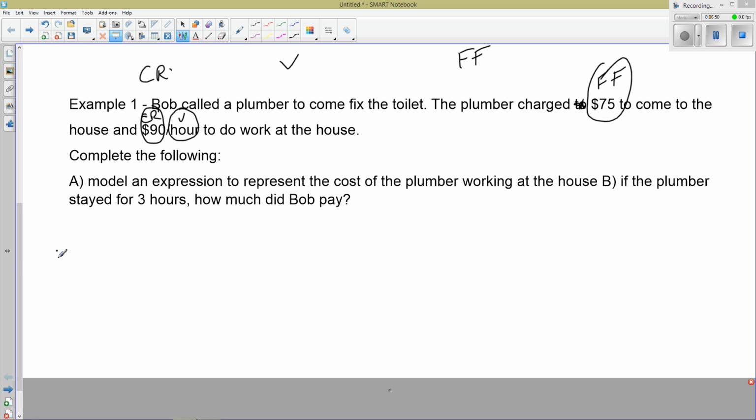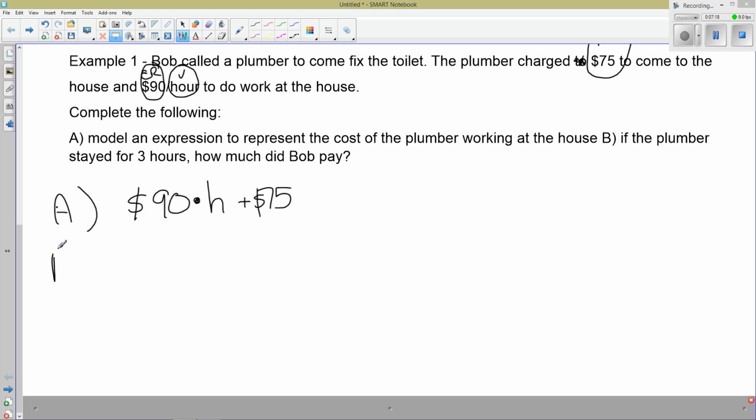All right. So for A, I know that he charges $90 an hour. So 90 times hour. And no matter how much work he does, he always gets paid the $75. So just for showing up to the house, if you make him drive out to the house and he doesn't do any work, he's going to make $75. It's a pretty sweet gig to get into, by the way.